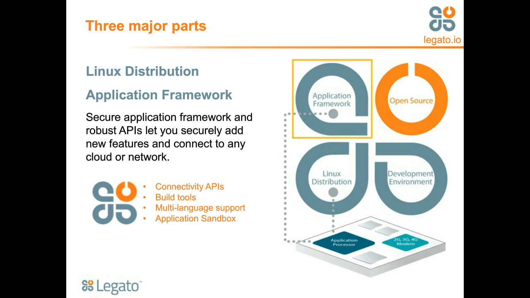The second part is the Legato application framework. This builds on top of standard POSIX and Linux APIs and complements them. It includes connectivity APIs and tools to make cellular easy. It provides helpful tools for building and deploying embedded applications into the field. It includes support for multiple programming languages and provides application sandboxing.